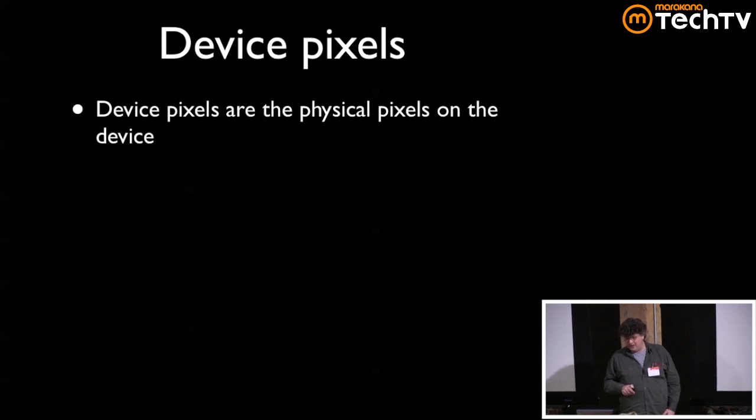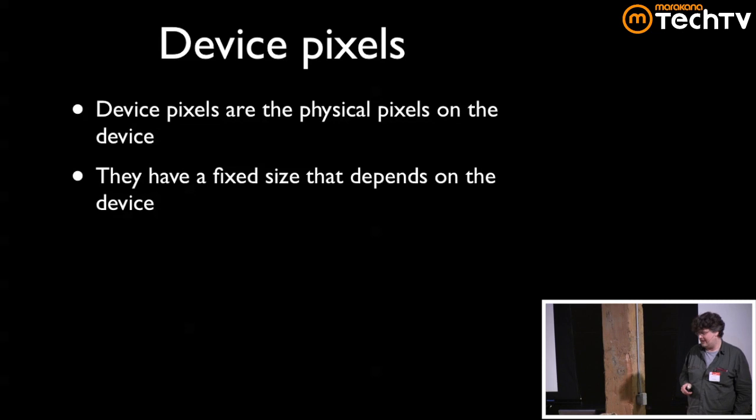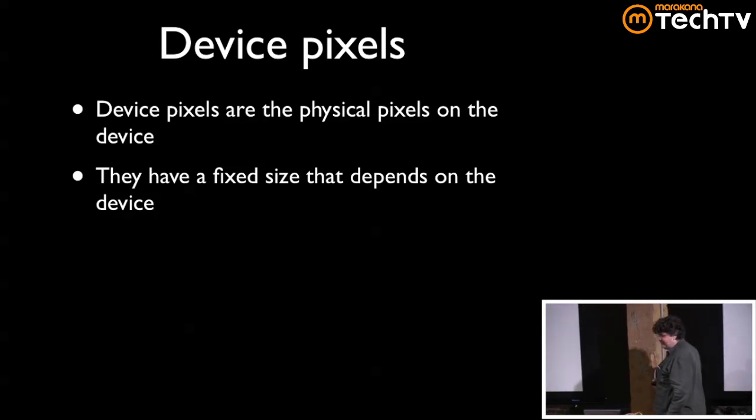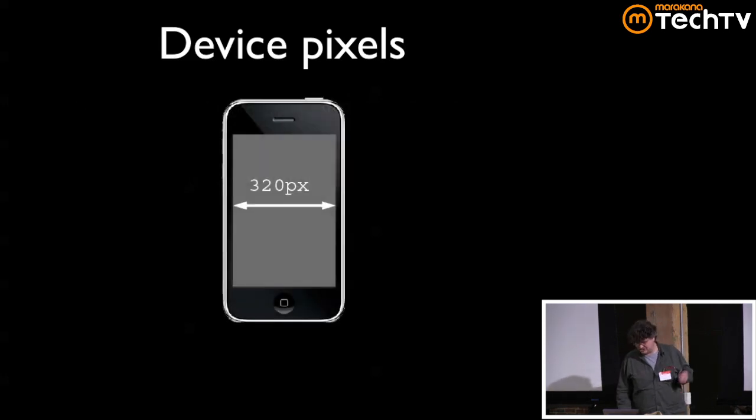Device pixels are basically the actual physical pixels present on your device. Basically, you can't change anything about it. As soon as you buy a device, it has a certain amount of pixels horizontally and vertically, and there's nothing you can change about that.